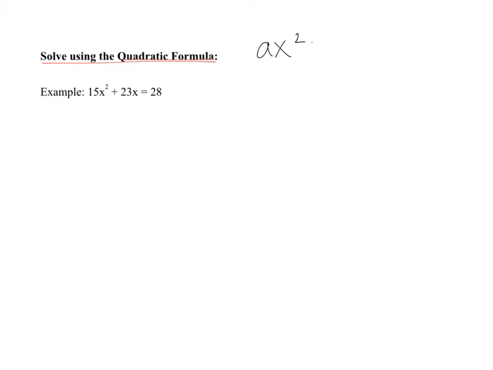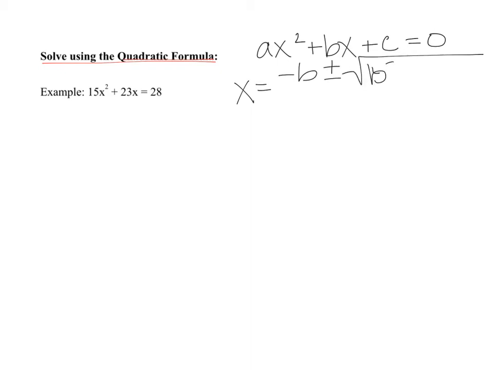When you have it in standard form, ax squared plus bx plus c equals 0, you can solve for x using this song. X equals negative b plus or minus square root b squared minus 4ac all over 2a.